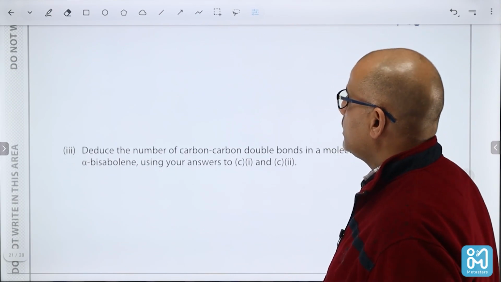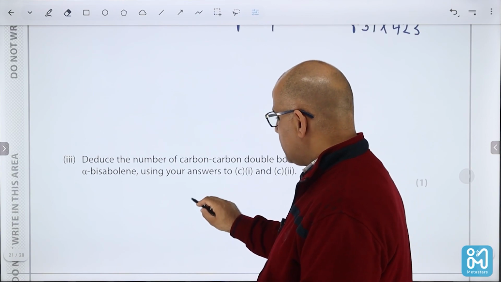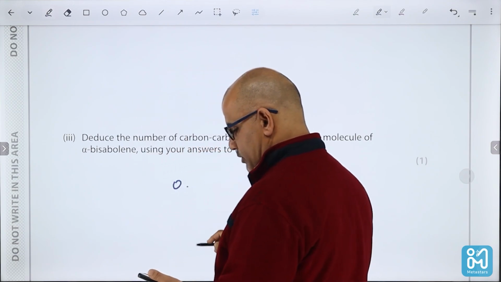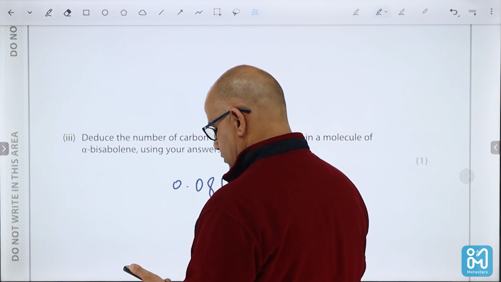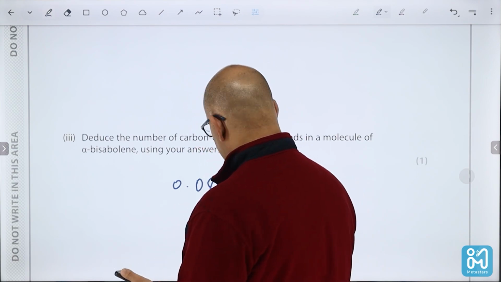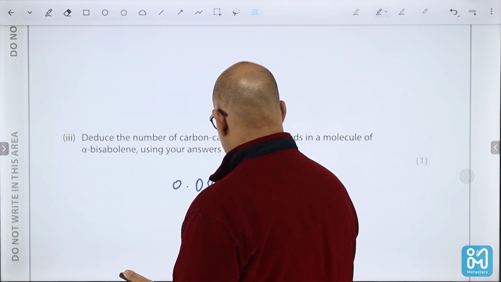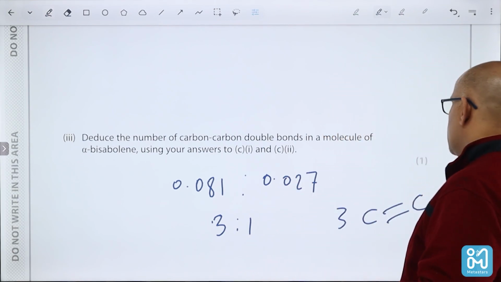Now, deduce the number of carbon-carbon double bonds in the molecule. We can define the ratio between the number of moles of hydrogen to the number of moles of bisabolene, which is 0.081 to 0.027. How much is that? It is around 3 to 1. So this means that we have 3 carbon-carbon double bonds.